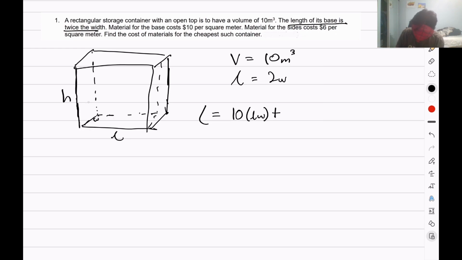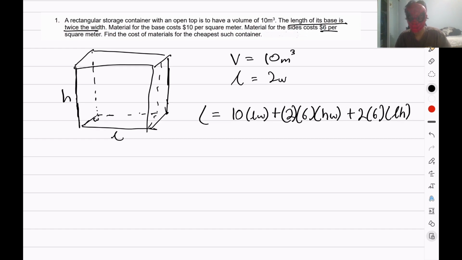Now there is another side, which is this side right here, which is height times width. And like I said, each side has an opposite, right? And also the sides cost $6. So since there's two of these, 2 times $6 times height times width. And the same thing for this side, which is length times height. So it's 2 of these times $6 times length times height. So the problem with this is, to optimize, we need one variable. We can't optimize with 3 different variables. So let's use different relationships we know about this box to have one variable in this cost function.